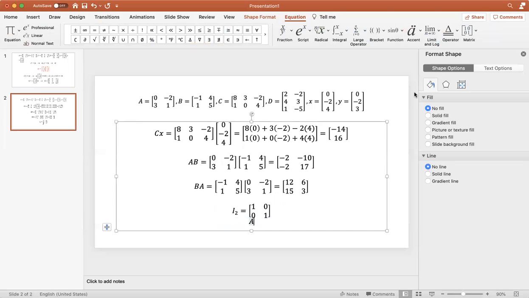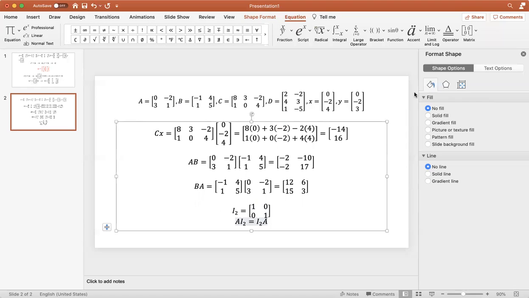So AI2, you can verify this. AI2 is basically equal to I2A. In the realm of matrices, the identity matrix is your equivalent of 1. You multiply anything with 1, you'll get the same number, the same scalar. In the case of matrices, you multiply any square matrix with an identity matrix, regardless of the order, you will get the same matrix A. You can try this yourself.